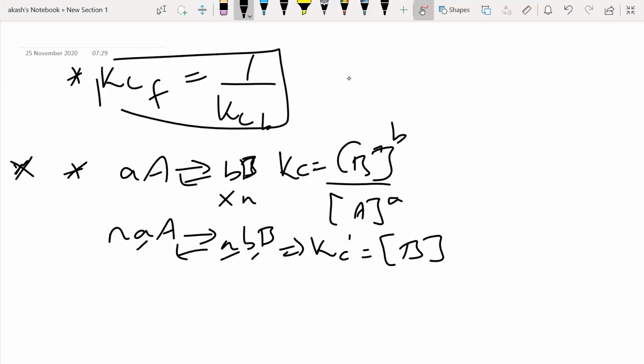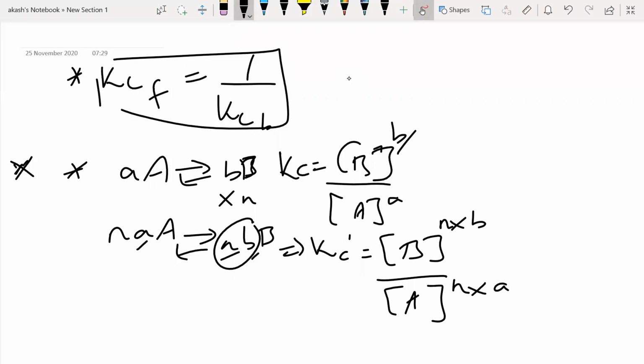Okay, no issues. So I have B. Now what is the stoichiometric coefficient? The stoichiometric coefficient is this entire thing. Last time it was just b, right? Now here I have nb present. So n into b, these are two different numbers, divided by the concentration of A to the power n times a. Now obviously A is also there. Correct, right?